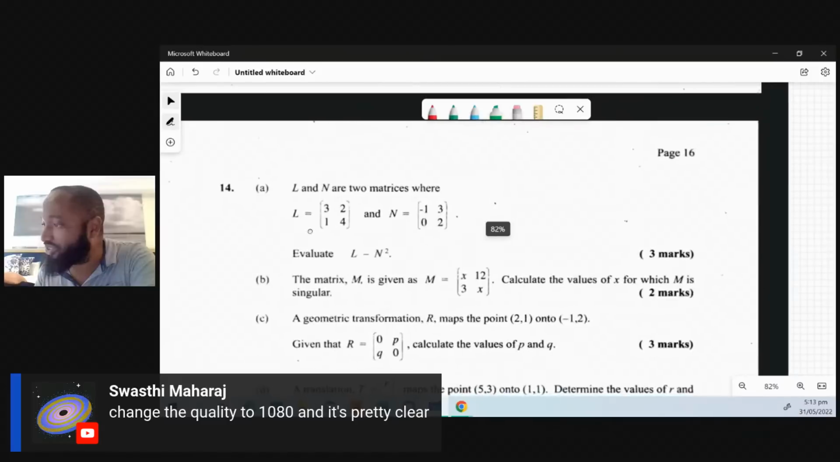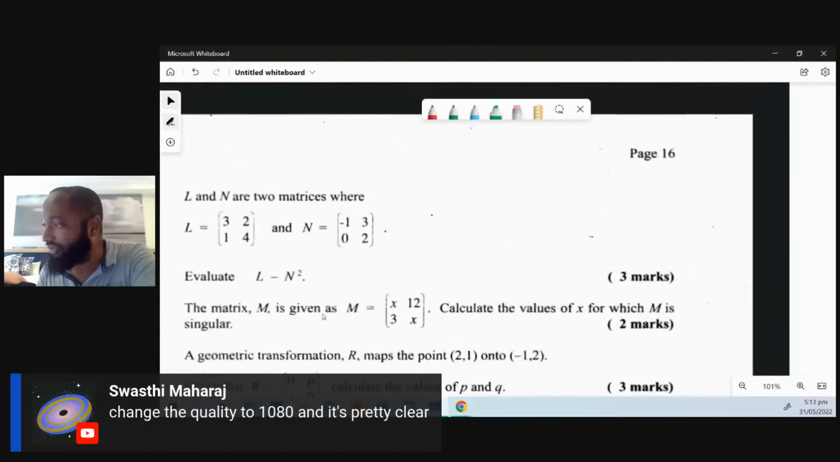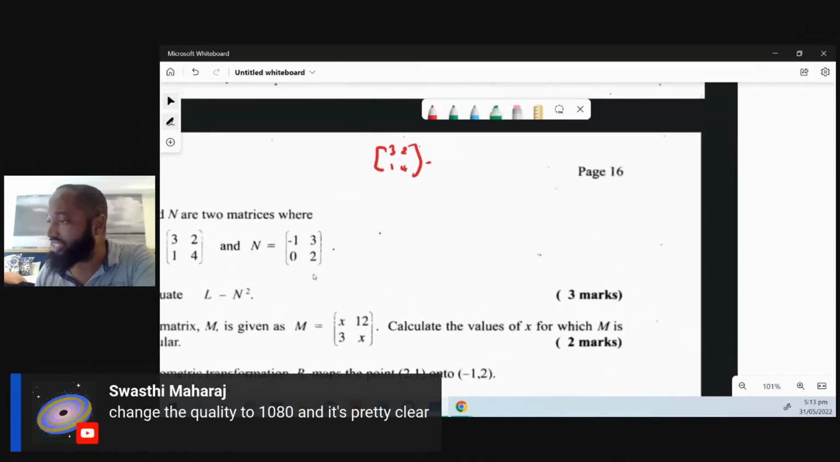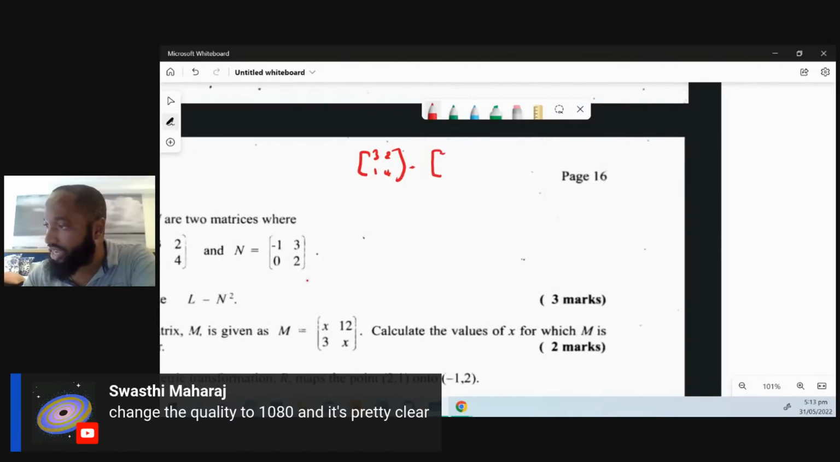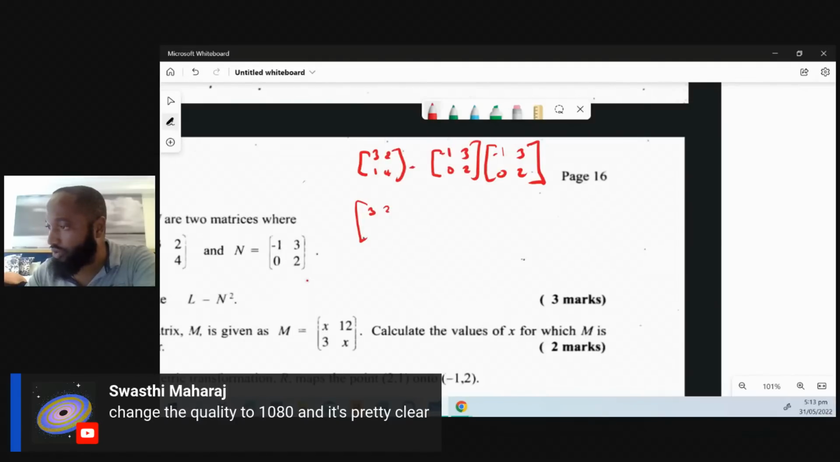L and N are two matrices, where L is that and N is that. Evaluate L minus N squared. So we start off fairly simple. L is 3, 1, 2, 4, minus N squared. I can work out N squared on the side, or I can work it out along with this. N squared is -1, 3, 0, 2 multiplied by -1, 3, 0, 2. You all know how to multiply matrices. This is a big show of force here. So how we multiply these two is row by column.